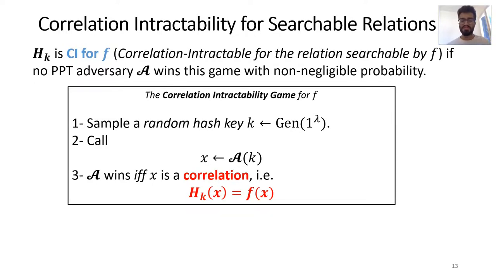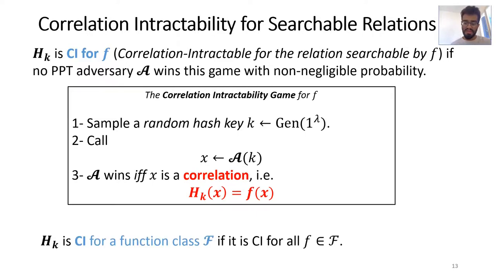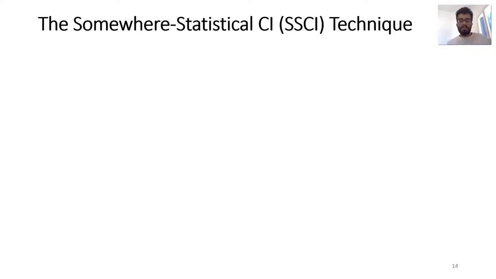The challenger first samples a random hash key, K, and then he gives K to the adversary. And the adversary's goal now is to find a correlation with respect to K. Namely, his goal is to find an X such that H of X is equal to F of X. So H is correlation intractable for F if no PPT adversary can win this game. And we say that H is correlation intractable for a function class F if it is correlation intractable for every function in the class.